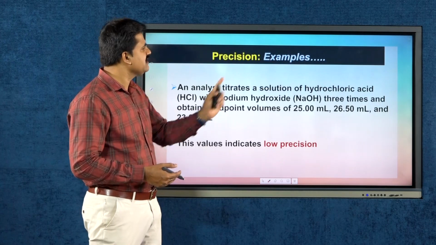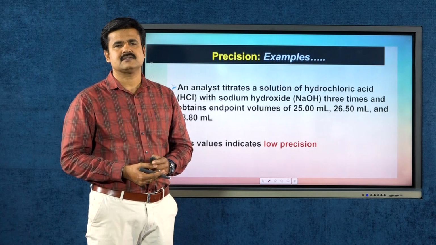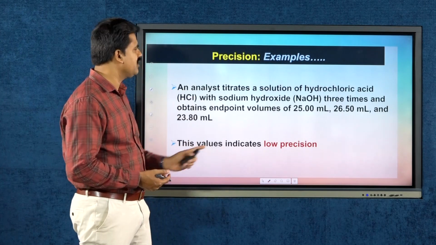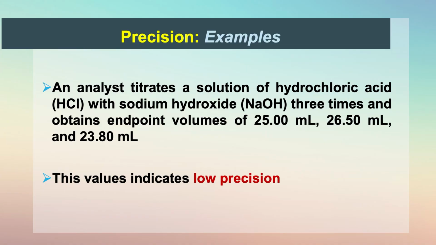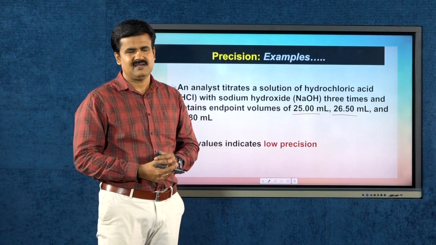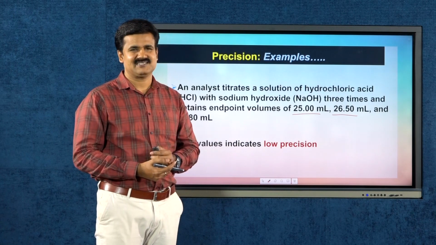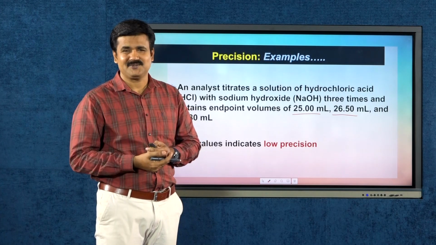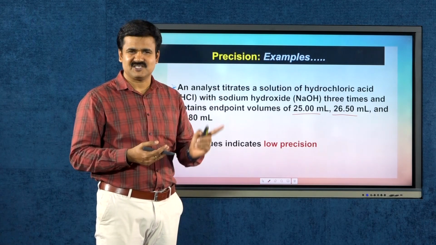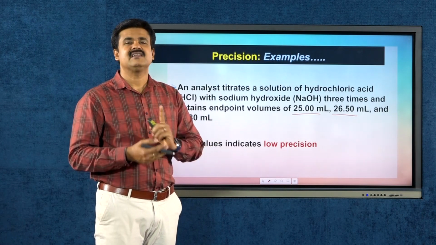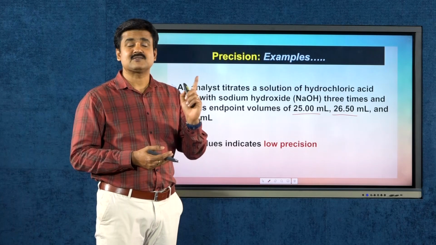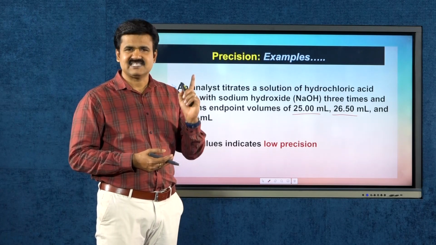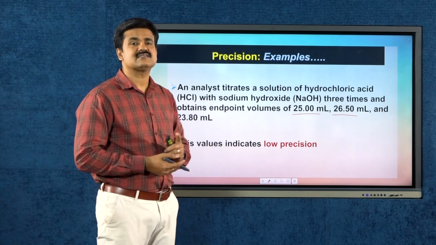The analyst conducted the titration 3 times and obtained endpoint volumes of 25 ml, 26.5 ml, and 23.8 ml. On careful analysis of these 3 values, we can arrive at the conclusion that there is a large difference between the 3 values. So, this measurement or this analysis is not precise. The values obtained are not precise. This indicates that these values depict low precision.